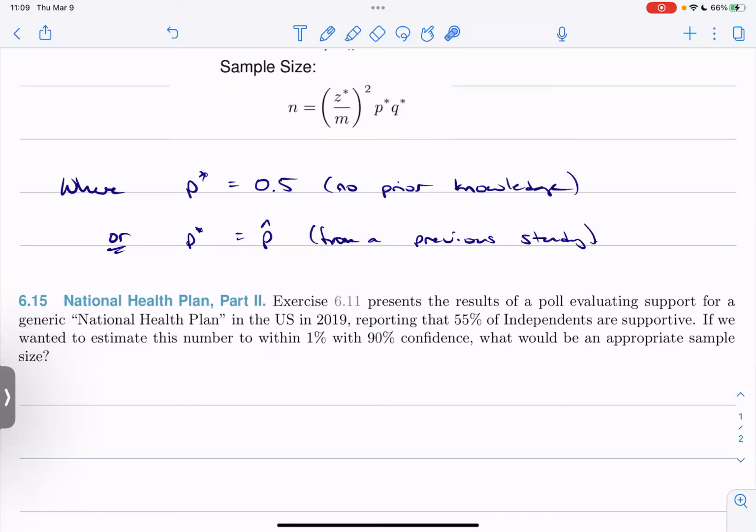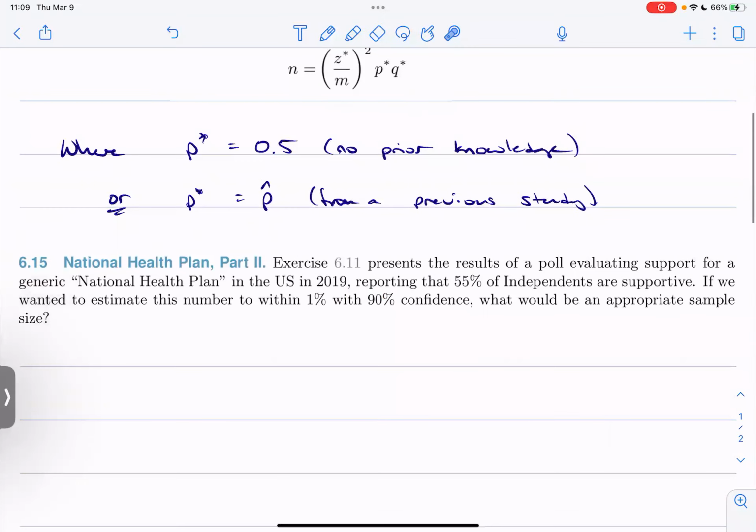So, all right, we want to find n. Let's start there. So n is z star over m, squared, times P star Q star. In 2019, they did a study and found that the proportion that were supportive was 0.55. So we can use that as our P star, or we can use 0.5 if we assume we have no knowledge. If this wasn't included, then we use 0.5 here. We're going to do both just to see how it plays out.